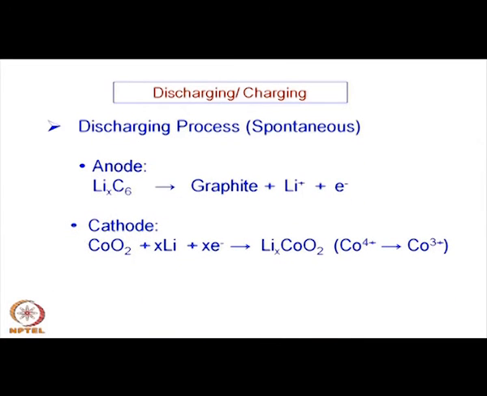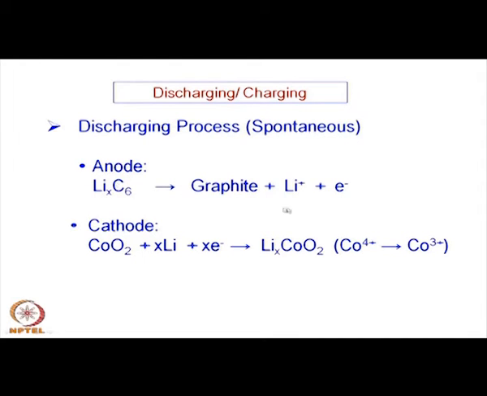Well, the reactions which are taking place during discharging and charging, this is the discharging process. This is a spontaneous process, that means as long as the anode is fully saturated with lithium, and if you have a load attached or current is drawn, immediately lithium will come out of the anode, that means graphite, and go to the cathode.